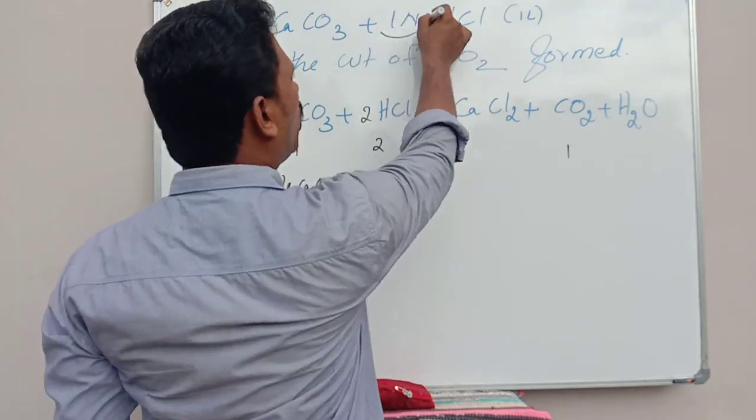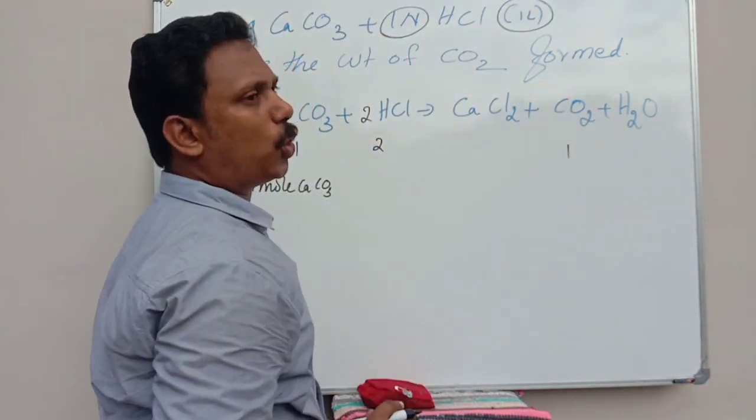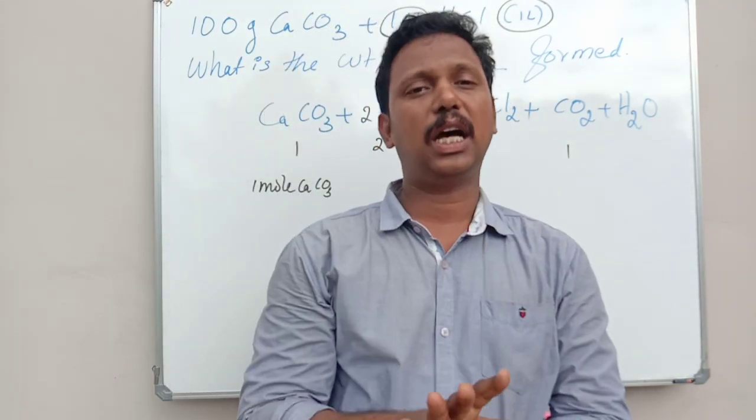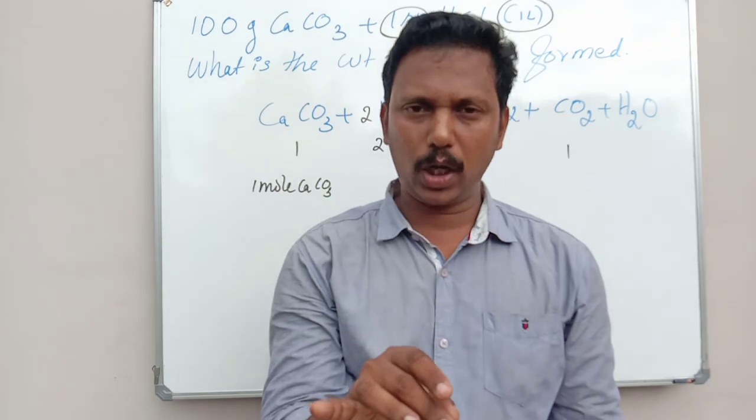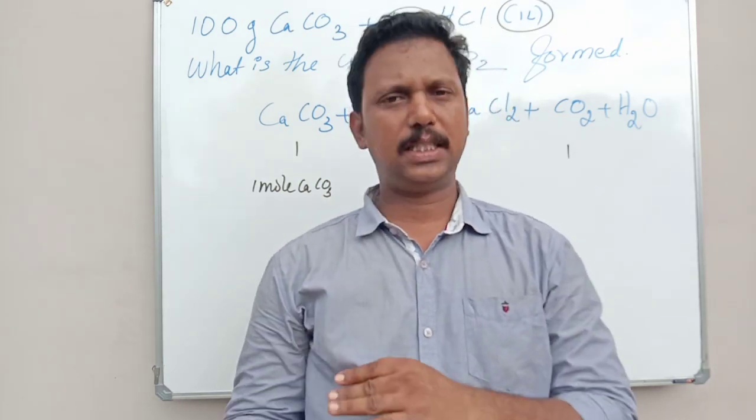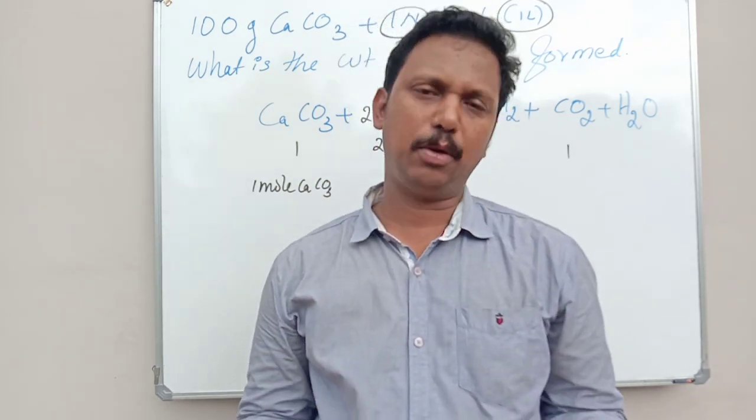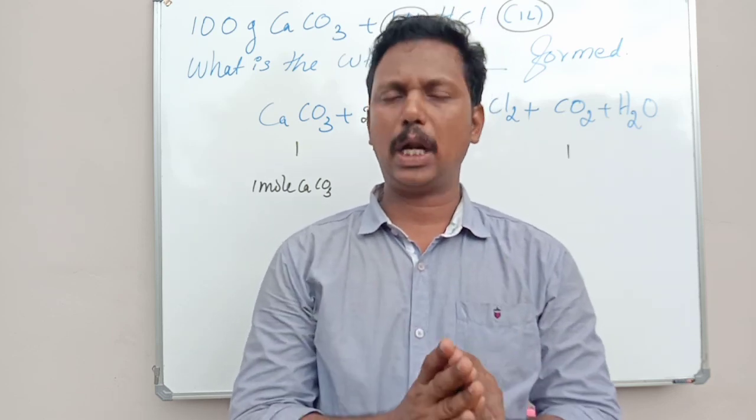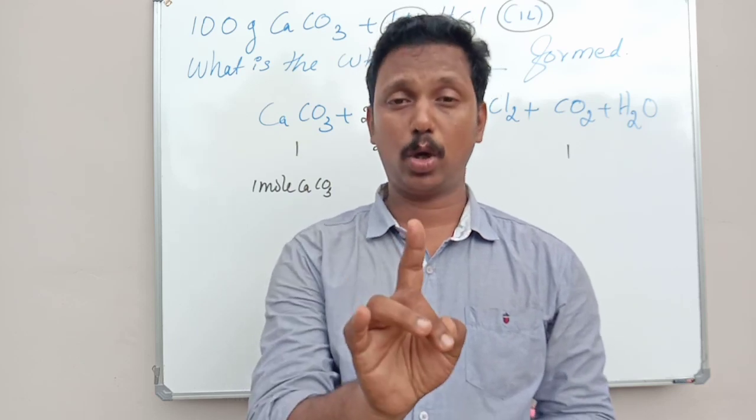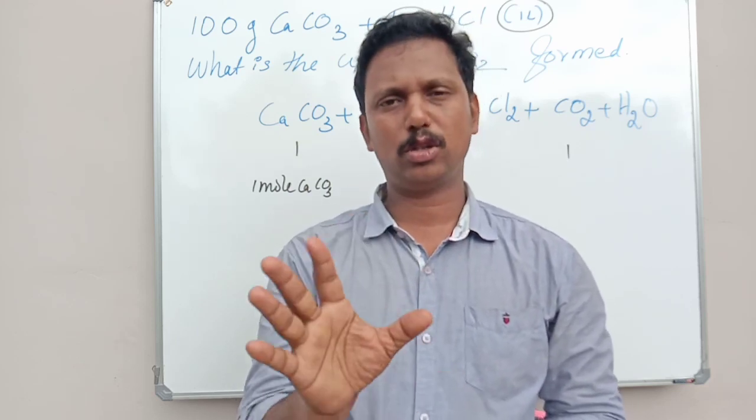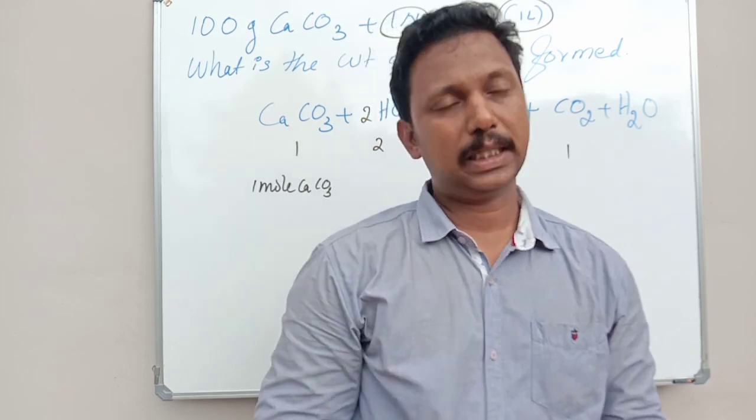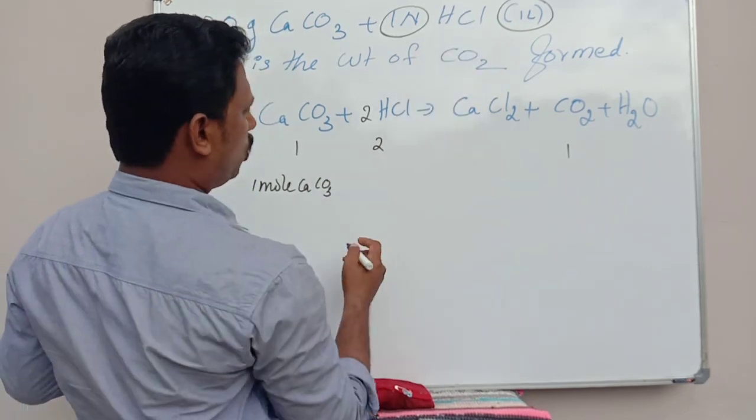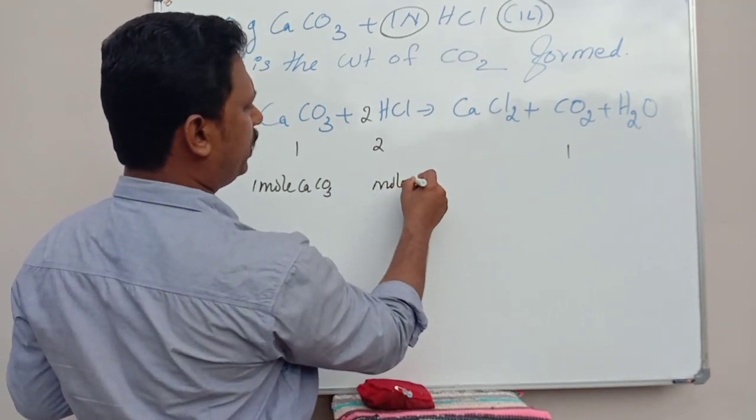HCl, again, 1 normal, 1 liter. What is normality? Normality, 1 gram equivalent is present in 1 liter, it is 1 normal. Number of gram equivalents present in 1 liter. For HCl, equivalent weight and molecular weight are same. So molarity is equal to normality. So 1 liter of 1 molar or 1 normal solution will have 1 mole of HCl or 1 gram equivalents of HCl, both are same. So 1 gram equivalents or 1 mole of HCl will be present in 1 liter, 1 normal solution. So moles of HCl will be 1.